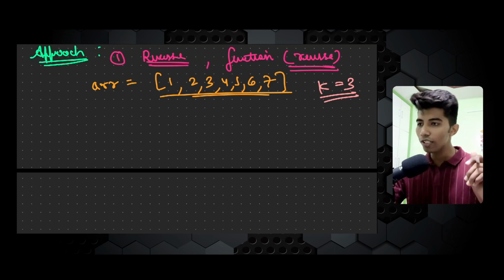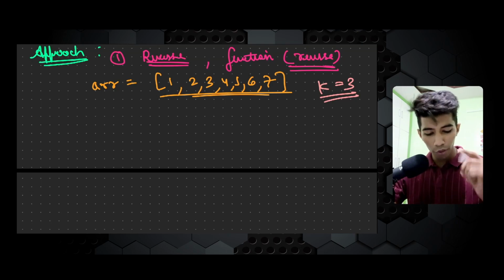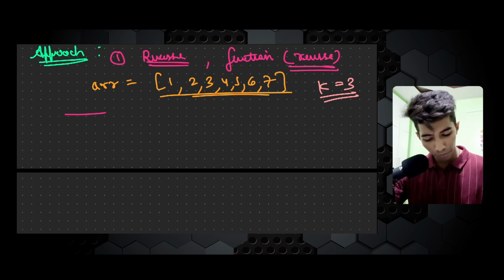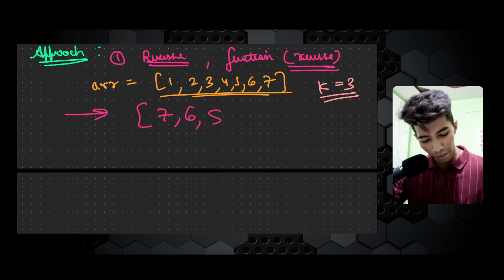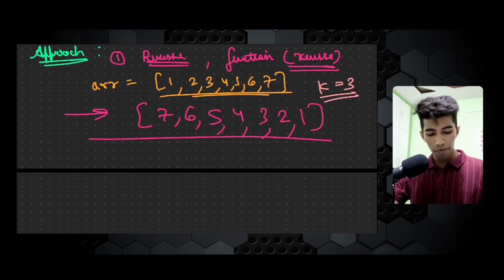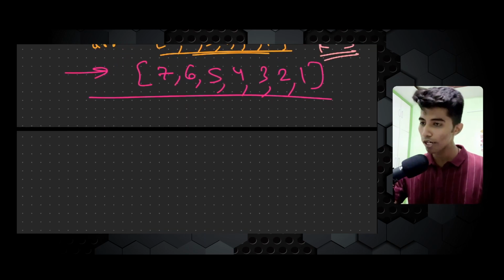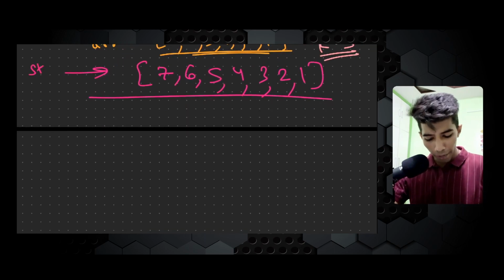at first we will reverse this. First we will reverse this. How will we reverse? 6 7 5 4 3 2 and 1. We have done the reversal of it. Clear? In the first step, we will do the reverse.